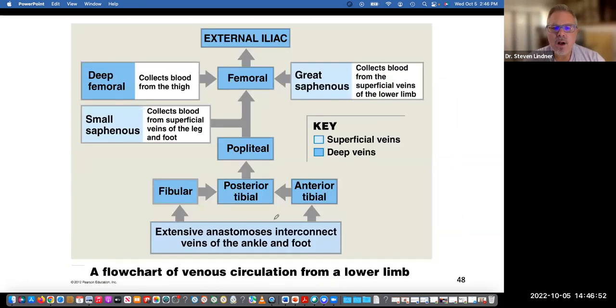So going from the foot, it's on the anterior, right? The anterior, it'll find its way into the anterior tibial. The posterior and lateral side, fibular, it'll find its way into the posterior tibial, into the popliteal, into the femoral, into the iliac, external iliac, into the common iliac, into the inferior vena cava. Okay.